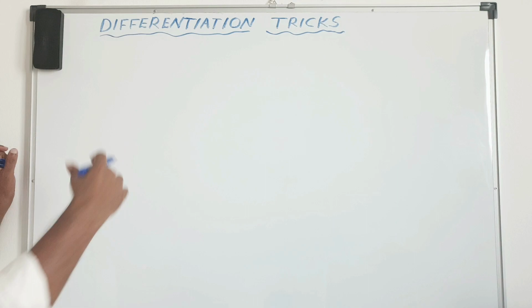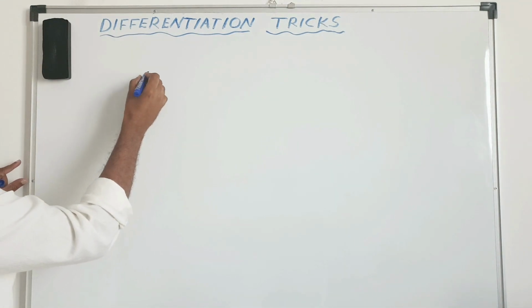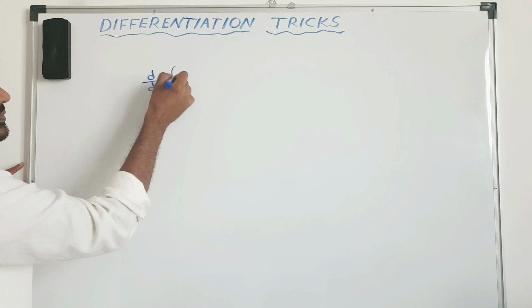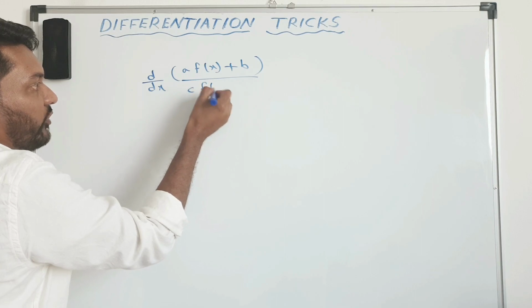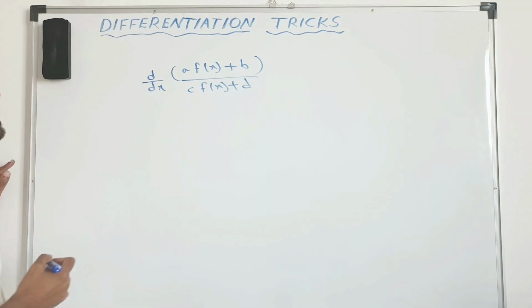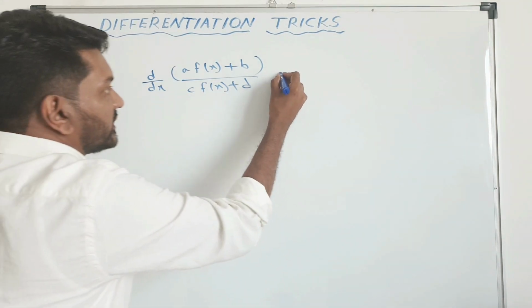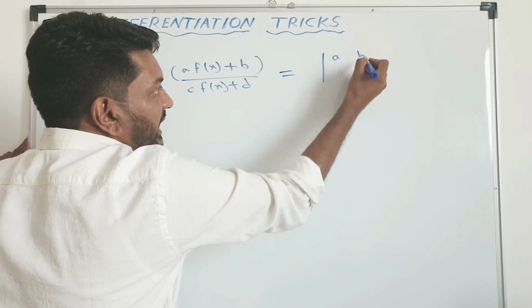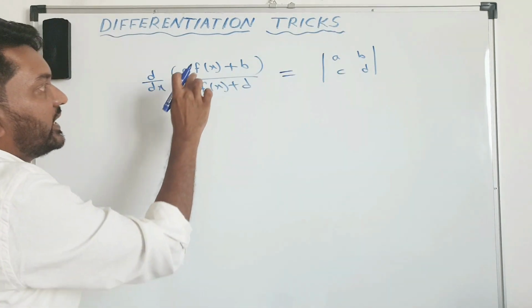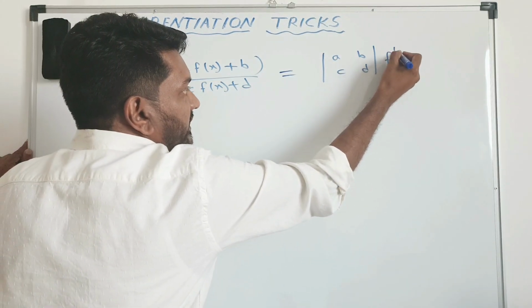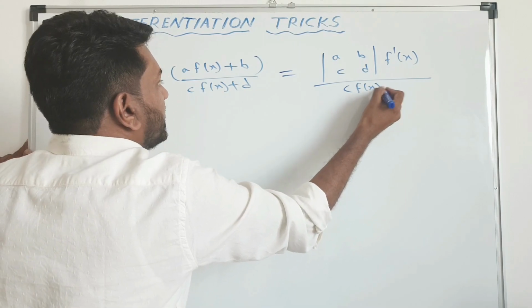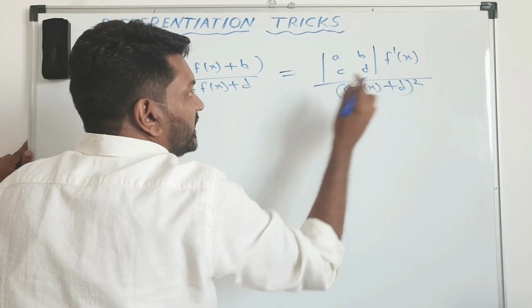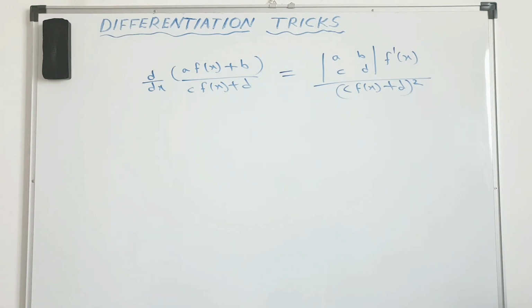Now we will see another trick. If question is in the form of d by dx of (a f of x plus b) divided by (c f of x plus d), normally you have to apply quotient rule. How to do this very fast? Write this determinant a, b, c, d and take derivative of this, f of x, f dash x, divided by denominator square, which is (c f of x plus d) the whole square. This will give you the answer very fast.